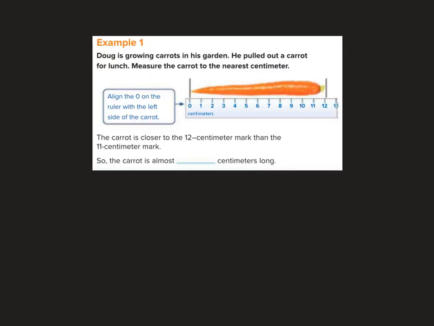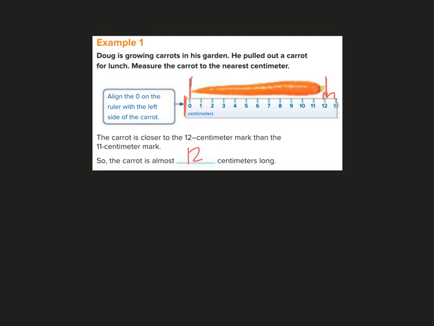So Doug is growing carrots in his garden. He pulled out a carrot for lunch and measured the carrot to the nearest centimeter. Our first thing is always aligning the zero with the edge of what you're measuring, not the edge of the ruler, because that's not always going to be where zero starts. Then I notice is it close to 12 or is it close to 13? It's between 12 and 13, obviously closer to the 12. So we're going to say that this carrot is 12 centimeters long.